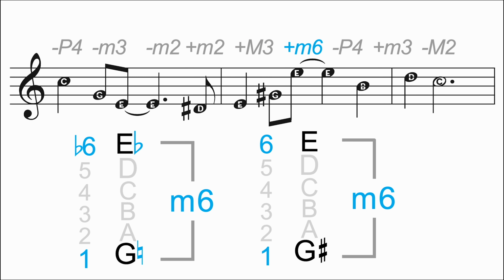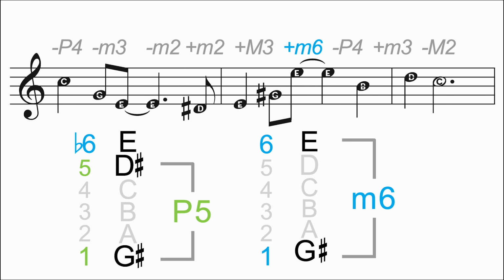Another way to think about it, we could compare it to something a little easier. Say G natural to E flat would be my minor sixth, right? Because G to E would be the major sixth in a scale. Or we could compare it to the perfect intervals. G sharp to G sharp is the perfect fifth. So then a half step above a perfect interval is your minor interval. So another way to get to a minor sixth.